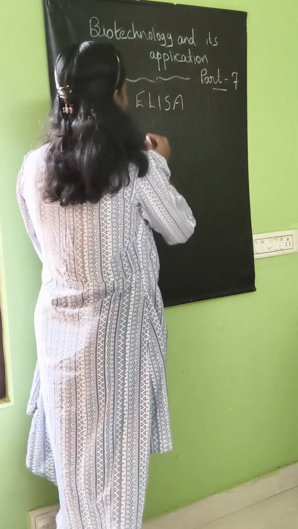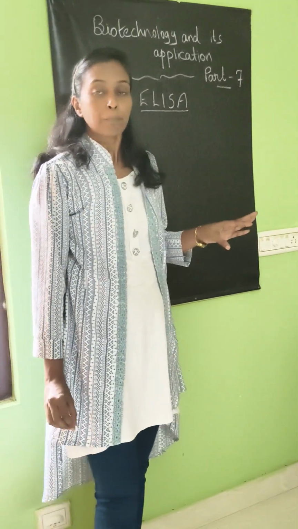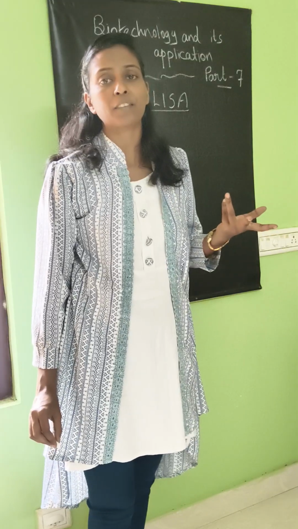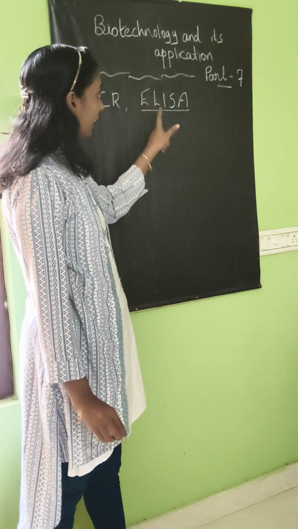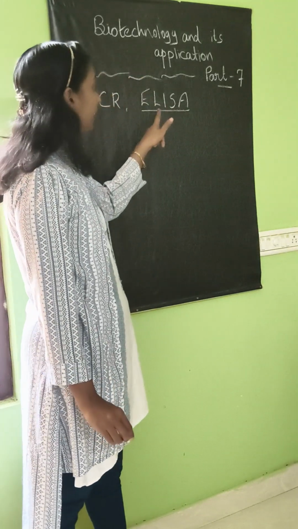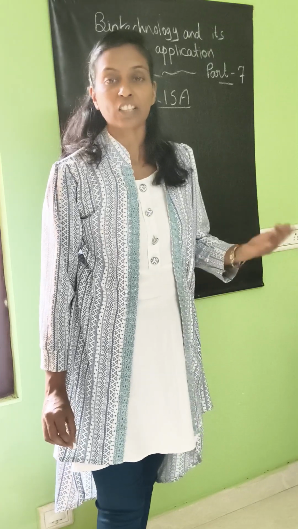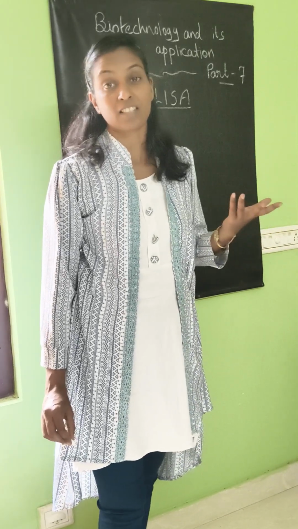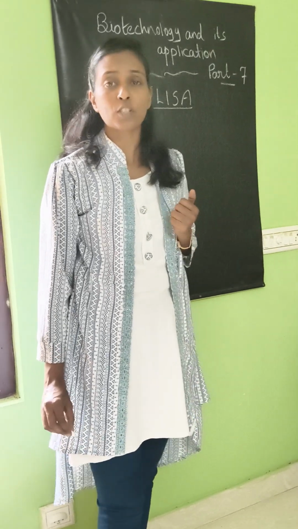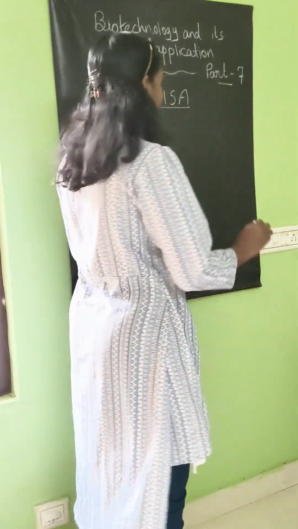Now the next one you can see is the ELISA test. ELISA is one of the important tests for AIDS. Do you know the full form of ELISA? It is enzyme linked immunosorbent assay. It is used for the detection of diseases such as AIDS. So how is it possible? It works by the principle of antigen antibody reaction.